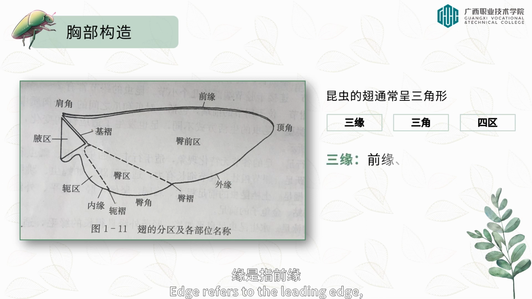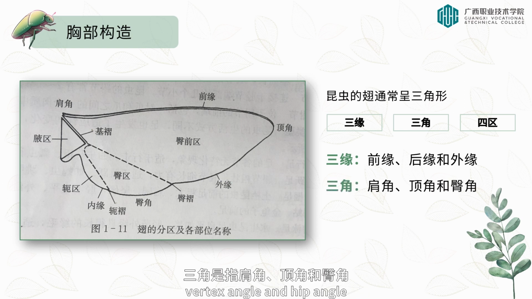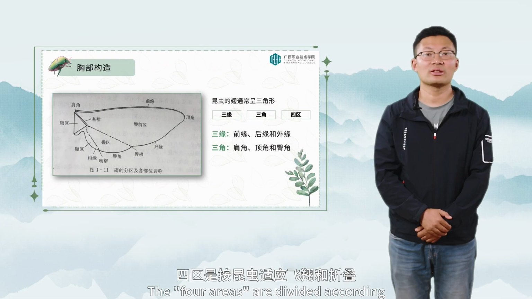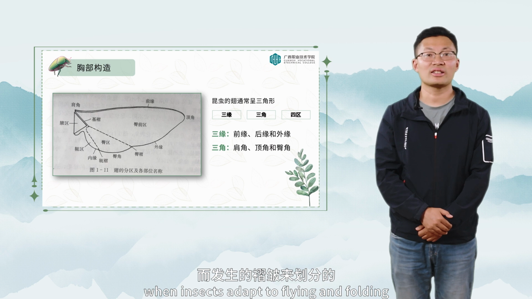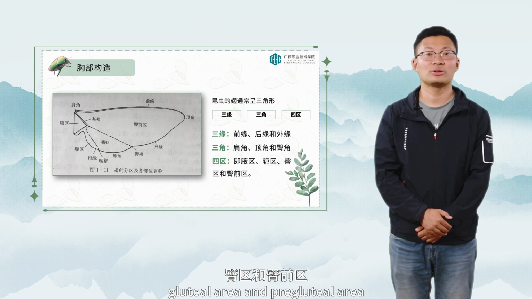Edges refer to the leading edge, trailing edge, and outer edge. Angles refer to the shoulder angle, vertex angle, and hip angle. The 4 areas are divided according to the folds that occur when insects adapt to flying and folding, that is, the axillary area, yoke area, gluteal area, and pregluteal area.